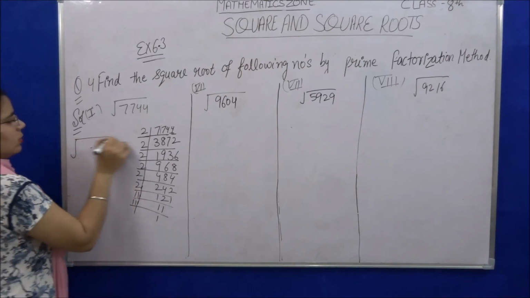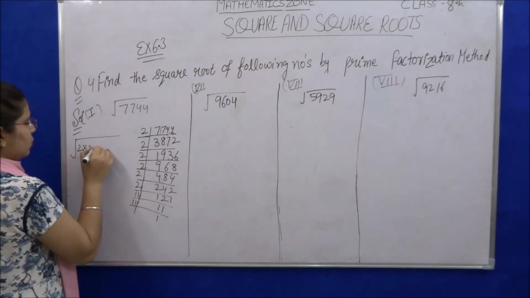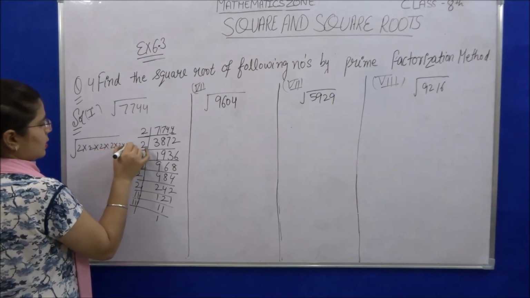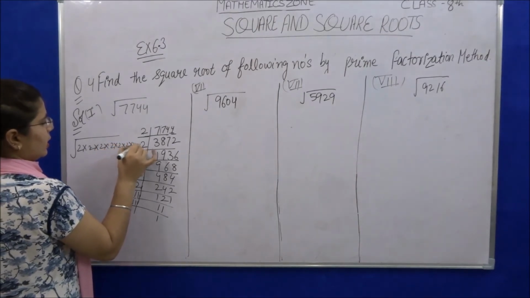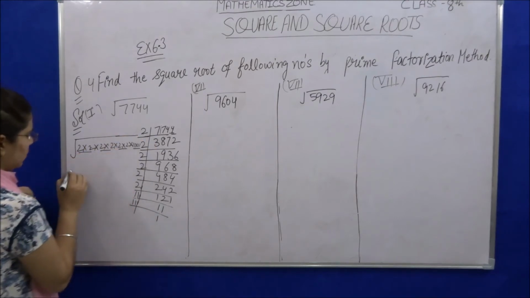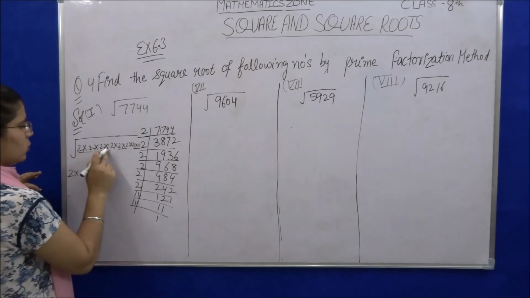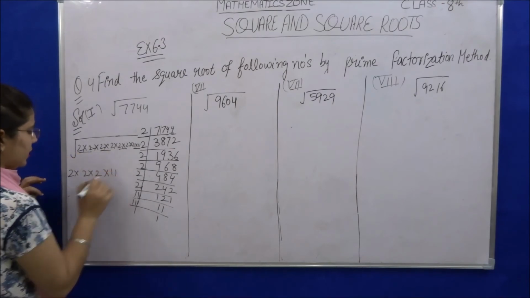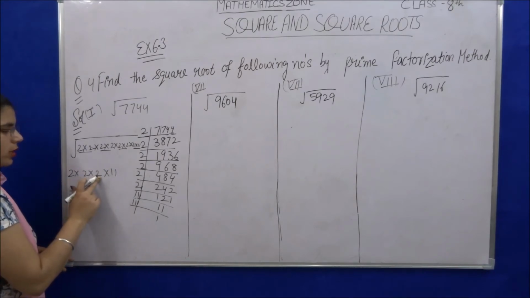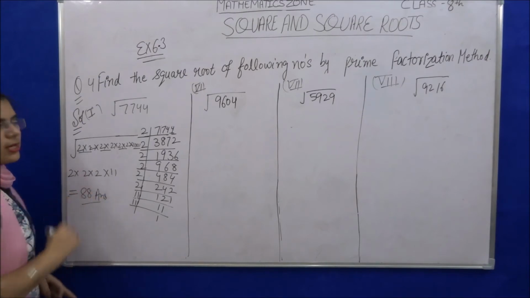Now 1 2 3 4 5 6, 6 times 2, and 11 and again 11. So 1 2 3 times 2 and 11 will be taken out from the square root. 2 times 2 times 2 is 8, 8 into 11 is 88. See, this is our answer.